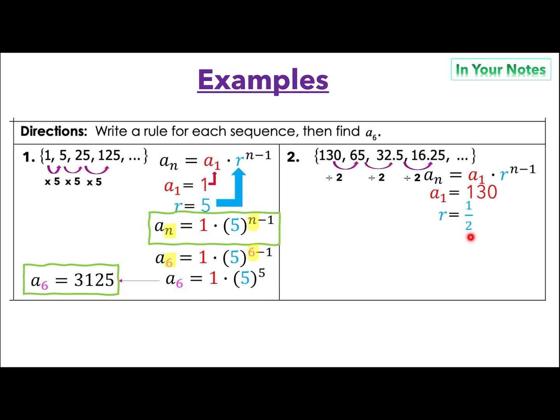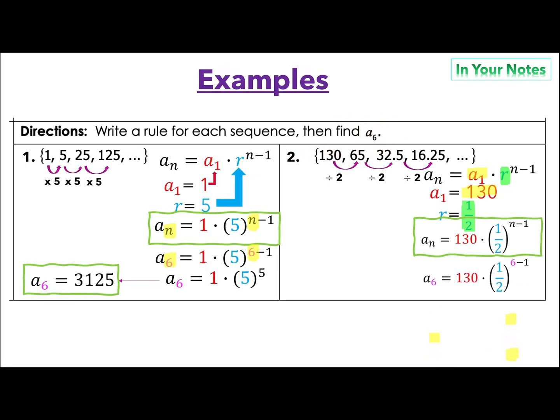So r is 1/2. The next thing we're going to do is we're going to replace a sub 1 with 130, and we're going to replace r with 1/2 to rewrite our formula. So there is our geometric formula. And then that is our rule for the sequence. Now what we have to do is find what a sub 6 is. So just like we did before, we replaced n with 6. And then I simplified. So what I did is I replaced n with 6. 6 minus 1 is 5.